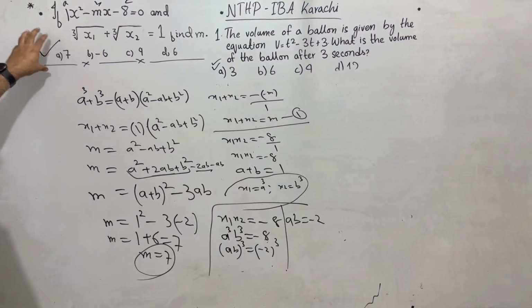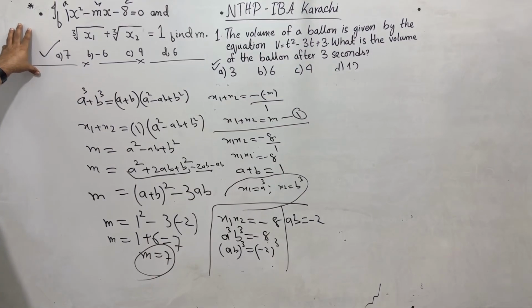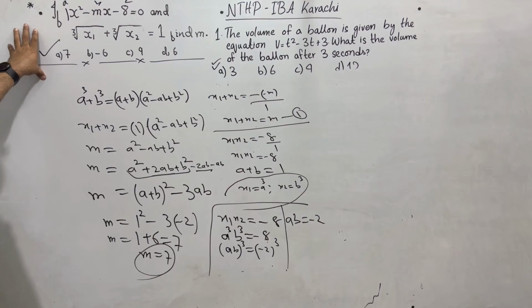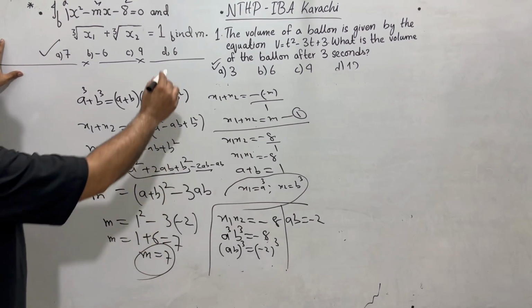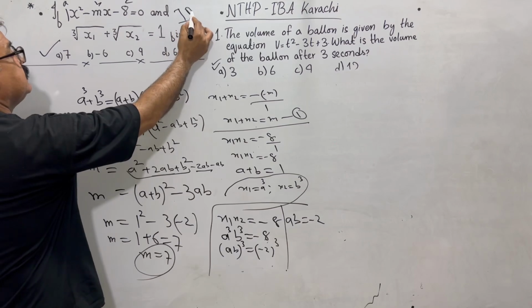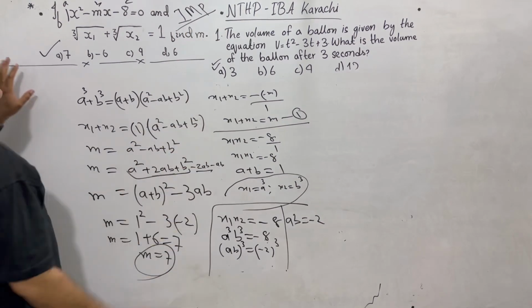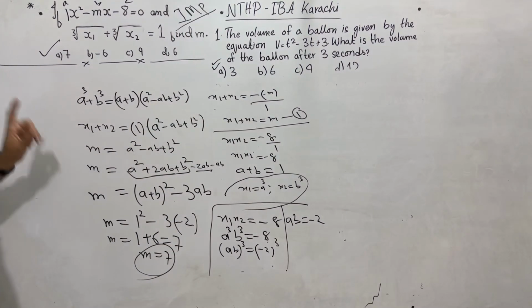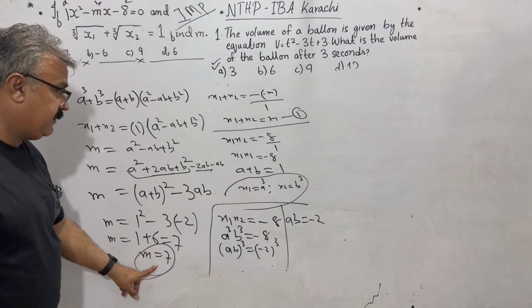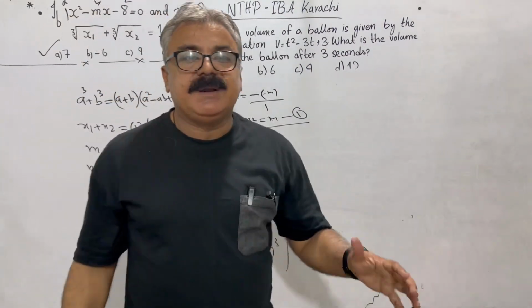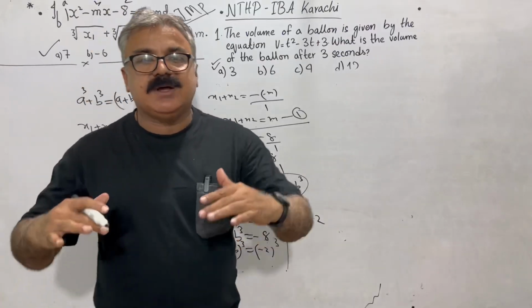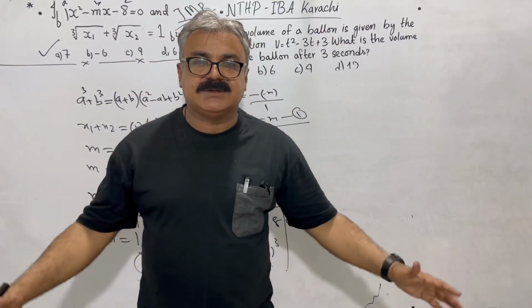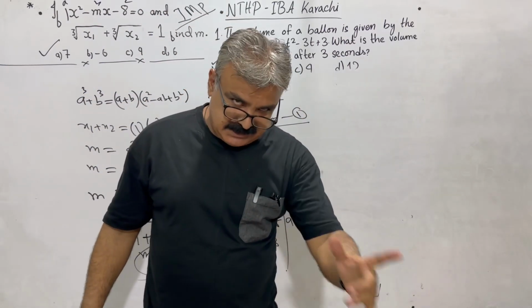This was a tedious Olympiad type question, 100% Olympiad from IMP. I have borrowed this question from the German Olympiad. So the value of m is equal to 7 in that case. It's my tiny effort to help you prepare for the upcoming NTHP scholarship program for IBA-Karachi.